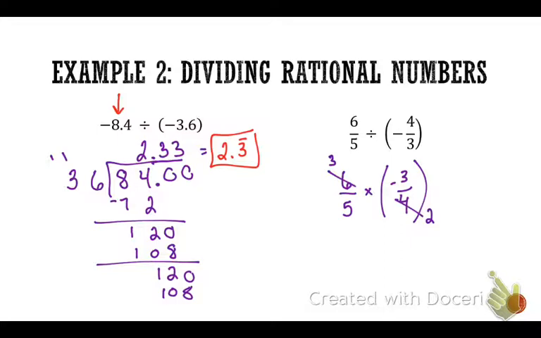All right, so now we can multiply across, just like we multiplied our fractions in the last section. 3 times negative 3. What's 3 times negative 3, guys? Negative 9. All right, and then what's 5 times 2? 10. So my answer is negative 9 over 10. Negative 9 over 10. All right, how are we doing?